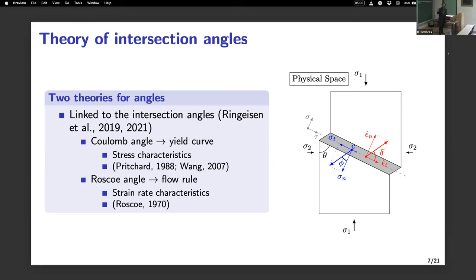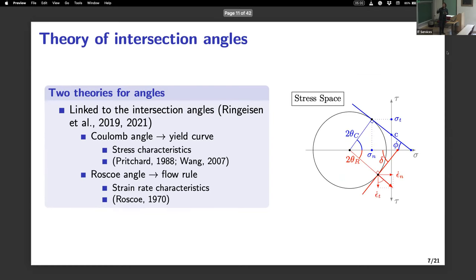And we showed that for the elliptical yield curve with normal flow rule, the theory works very well. We have a good correspondence to the simulation. And when we use a non-normal flow rule with an ellipse, we actually have more of a Roscoe theory that emerges from the simulations. So now what we can do is take these theories, and that's basically the same in stress space, but I will move on.